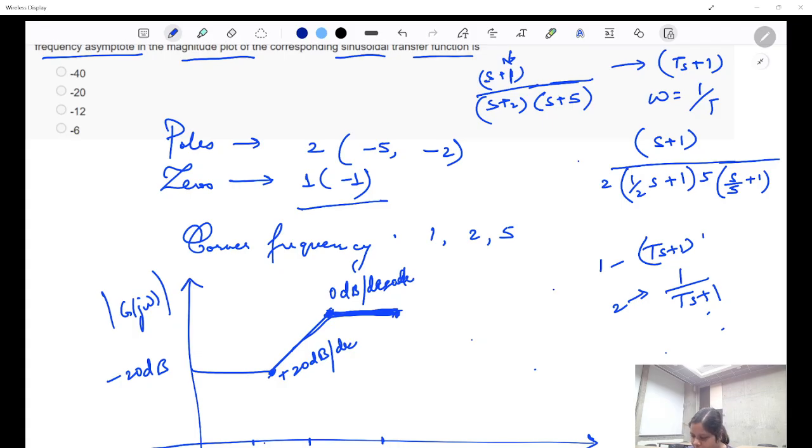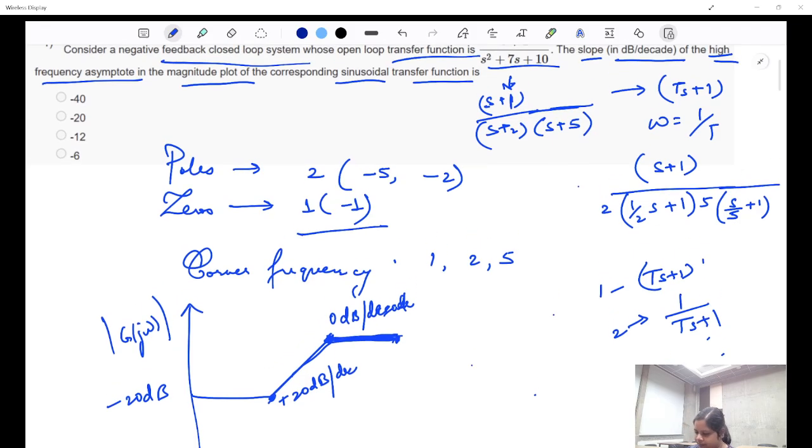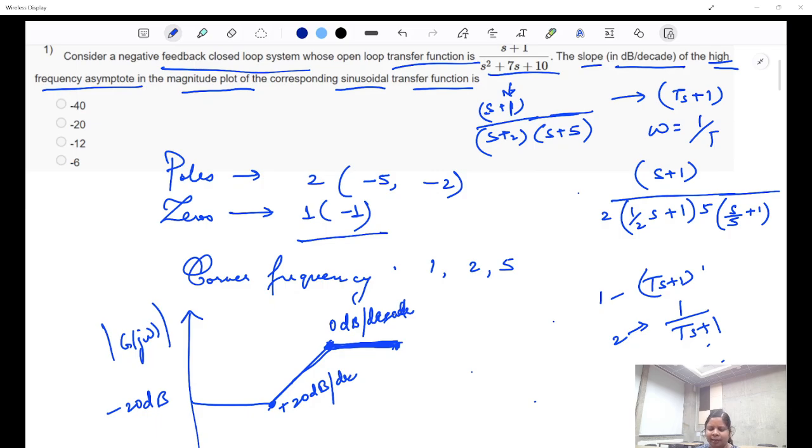Okay, now after 5, what will happen? Can anyone tell me what would happen after 5? Minus 20 dB per decade. Right, very good. So it would be minus 20 dB per decade, and the reason is it was already moving at 0 dB per decade, but we encounter a pole, and pole is again of the nature 1 upon Ts plus 1.